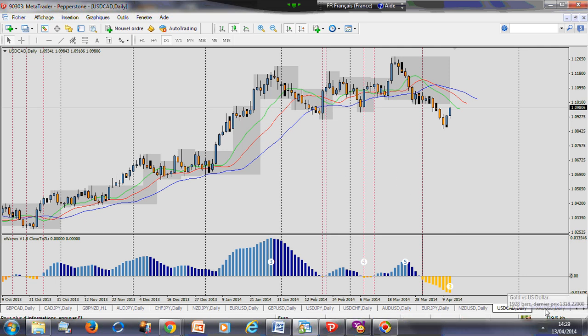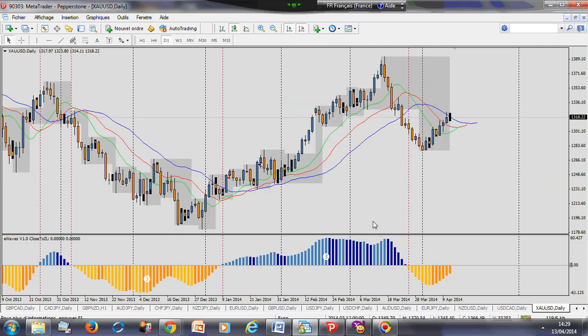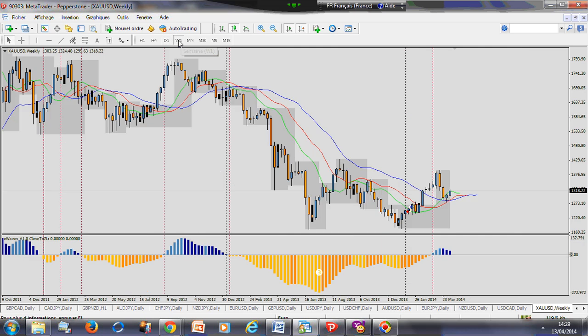And finally, the gold US dollar charts, a strong move down, then a retracement. It might be time now for another move down, or it could be also another move up.